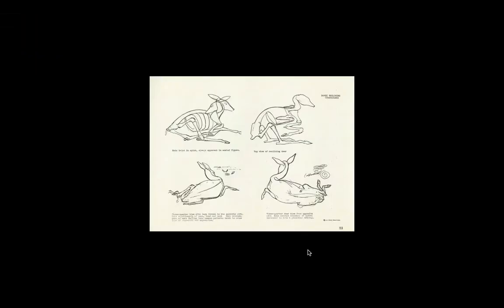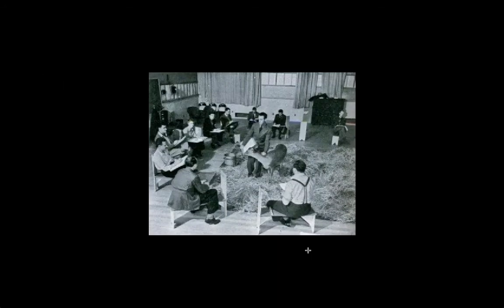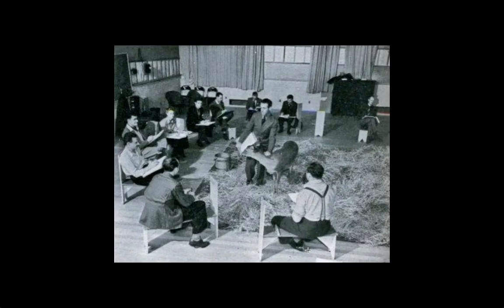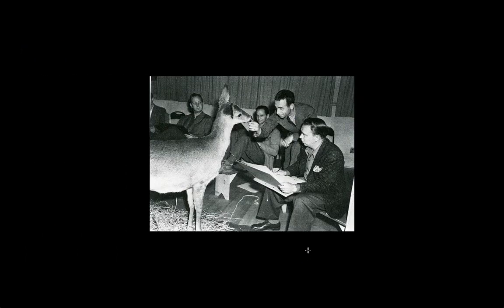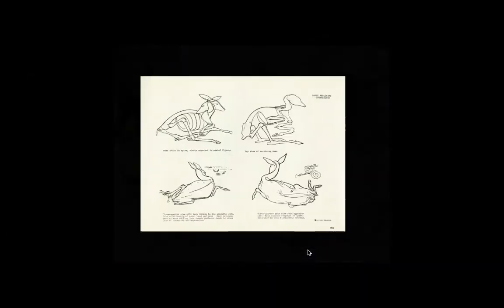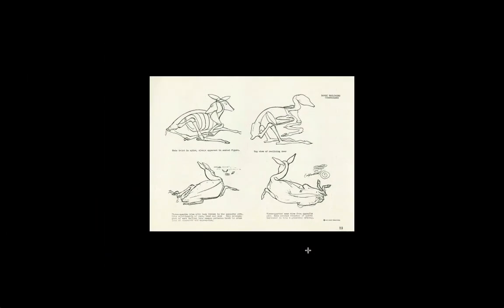This is a little out of order, but when the artists working on Bambi started working, they brought in a deer. It's a low-res image, but you can see they brought in this deer so everybody could see how a deer moved and what a deer looked like. And then that became that.